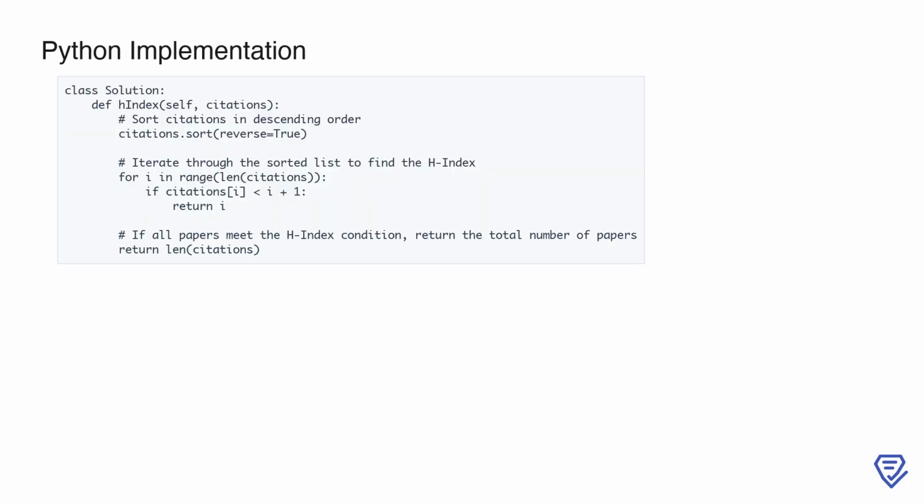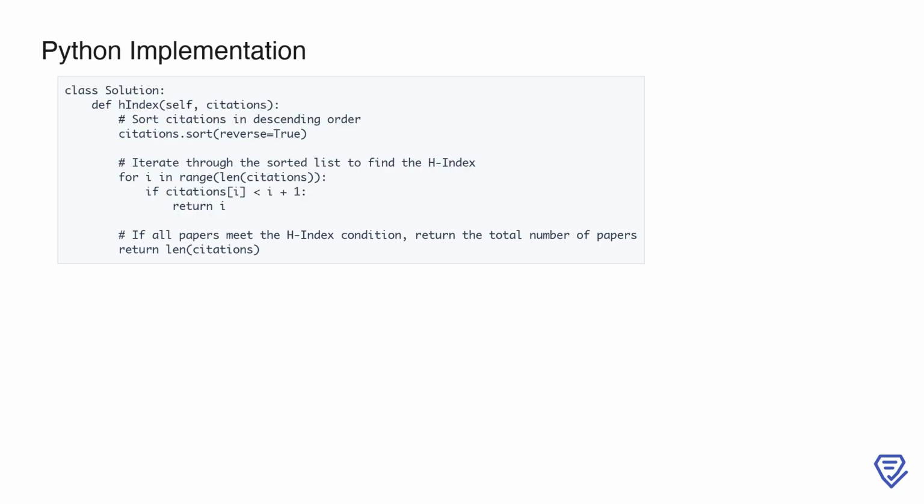This solution calculates the h-index of a researcher based on their citation counts using a straightforward approach. First, the citations list is sorted in descending order so the most cited papers come first. Then, the function iterates through the sorted list, checking for the point where the citation count is less than the index, 1 based. This is where the h-index condition is no longer satisfied, and the index is returned. If all papers fulfill the condition, the total number of papers is returned as the h-index. This approach is efficient with a time complexity of O(n log n) due to the sorting step, making it suitable for practical use cases.